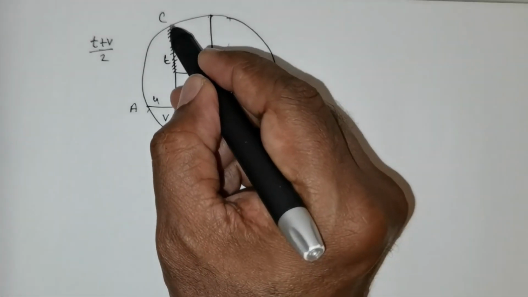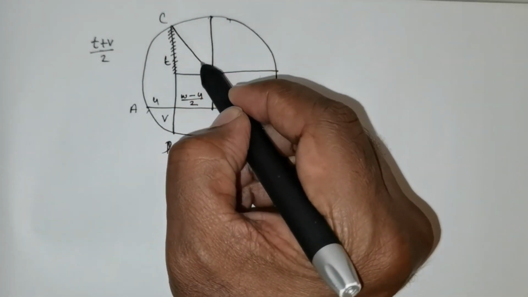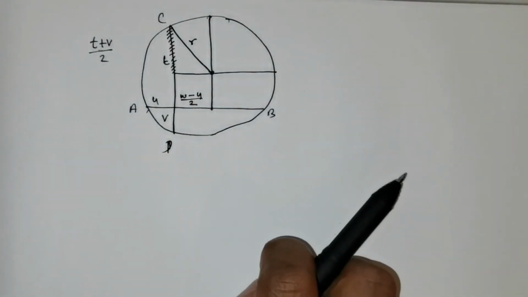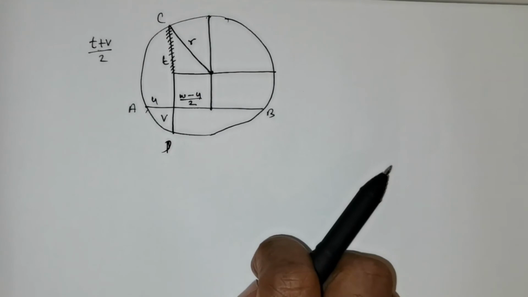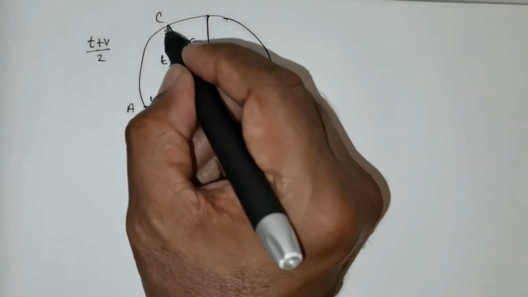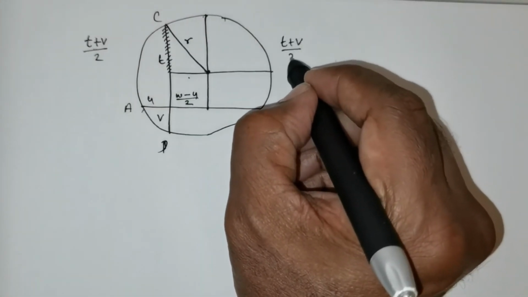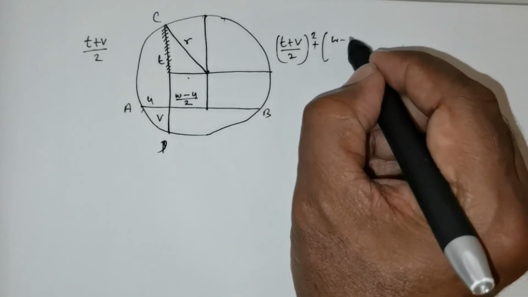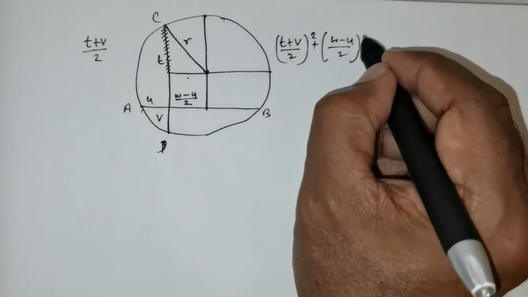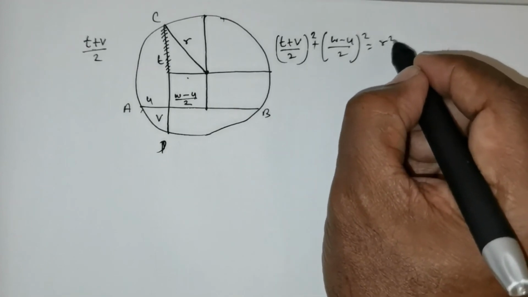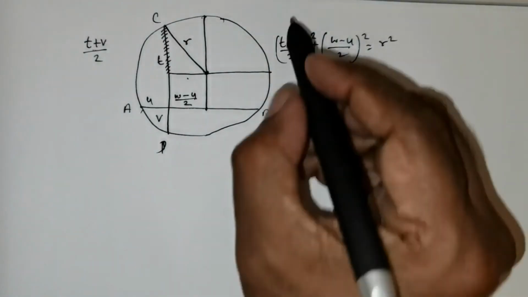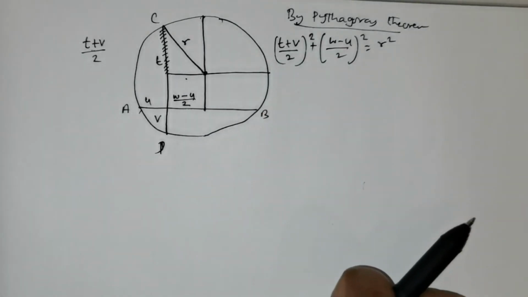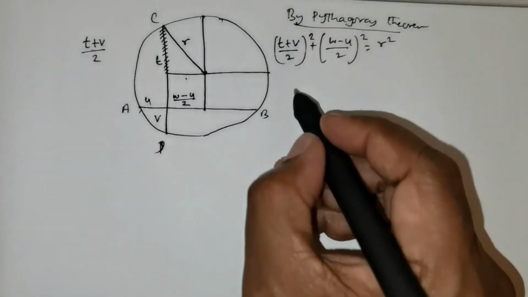Okay, now I'm going to be connecting this point exactly to the center. So that would mean this will be my radius. So from Pythagoras, we know that (t plus v over 2) squared plus (w minus u over 2) squared would be equal to r squared. So that is from Pythagoras' theorem. Okay. So from this theorem, we have this. So now let us expand this.